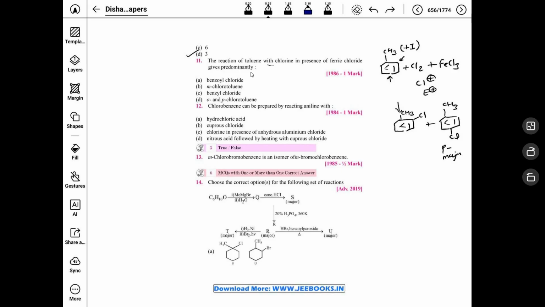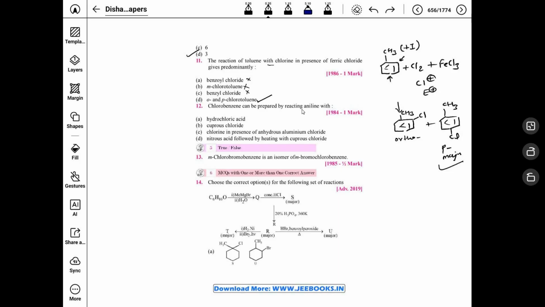We know that para will be the major product. Okay, so what are the options? Benzoyl chloride? No. Metachlorotoluene? No. Benzyl chloride? No. Ortho and para chlorotoluene. So the correct answer is D. If they were asking only one major product out of ortho and para, then para will be the major product.